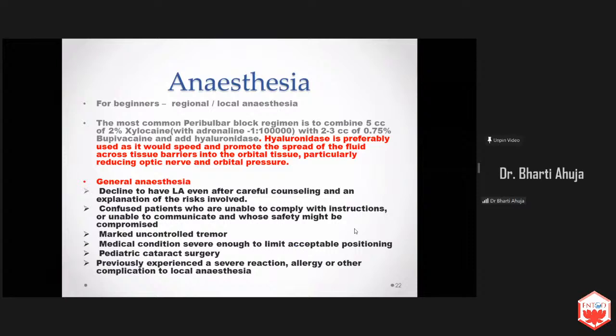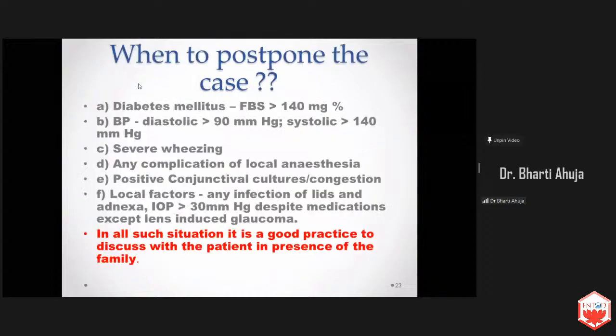Anesthesia: again, a big no for topical anesthesia for a beginner surgeon. They should do surgery under regional or local anesthesia, and obviously we use peribulbar block, which is the most common these days. General anesthesia is sometimes required where the patient's medical condition is severe enough to limit acceptable positioning during surgery, or in pediatric cataract surgery, or if there is any marked uncontrolled tremor, or if the patient is disoriented or confused and unable to comply with the instructions, it is better to go for general anesthesia.